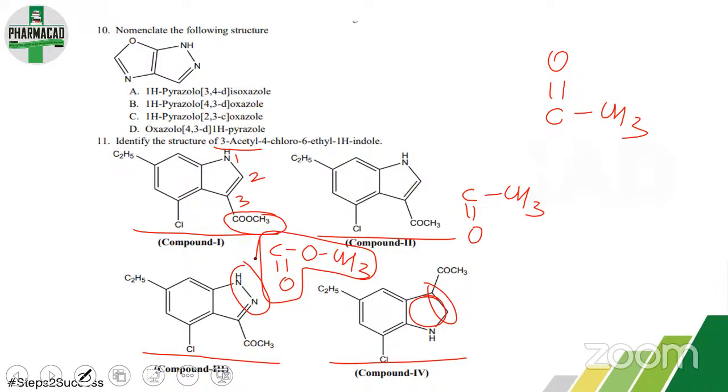Okay, that's why the correct answer is compound 2, because it has acetyl on the third position, chlorine on the fourth position, and ethyl on the sixth position. Okay, so the correct answer is compound 2, which matches with this IUPAC nomenclature.